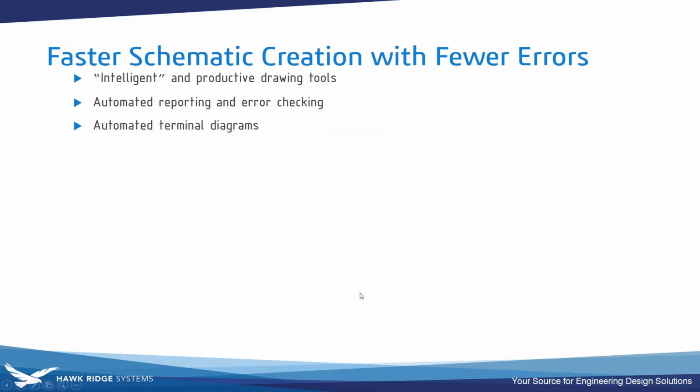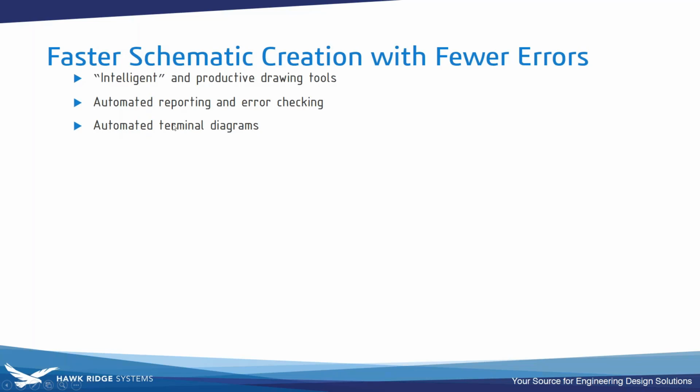So we did kind of recap of what we did. I did a fast schematic creation with few errors, right? So I did catch errors as I was going through, but once again, I did just look at a report, and then it popped out. Oh, I forgot to put the terminal information in for those blade terminals. Like I said, intelligent and productive drawing tools. I was able to quickly create stuff on the fly. Even if I didn't have a symbol for it, using the black box, I was able to create those really rapid, really fast. Once again, our automatic reporting and error checking, and our automatic terminal diagrams.